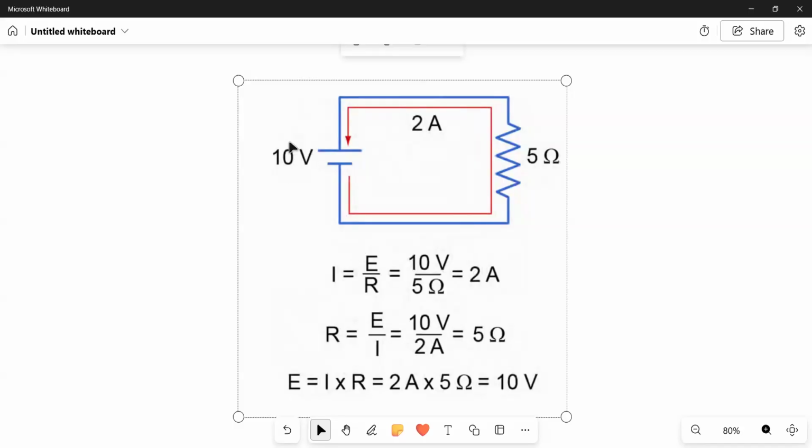If the battery has an electromotive force of 10 volts, and there is a resistance of 5 ohms, and in this case we are thinking of the wires of this circuit as though they have negligible resistance, we're treating it as though it's zero, right? So we calculate the current using I equal E over R, which is 2 amperes, right? And that's how you use the formula.